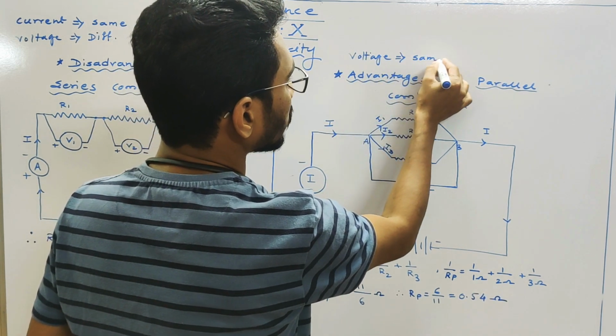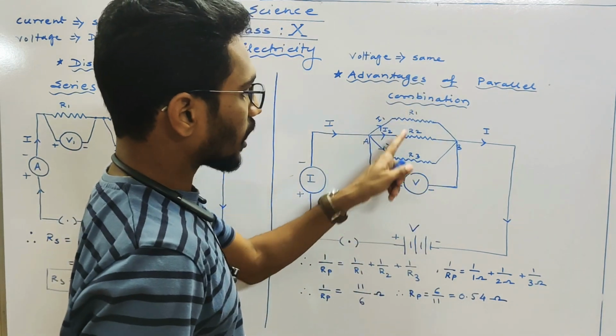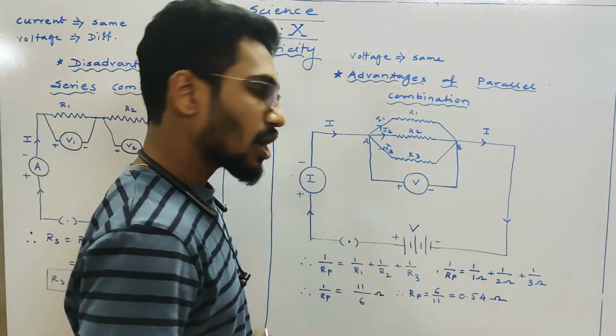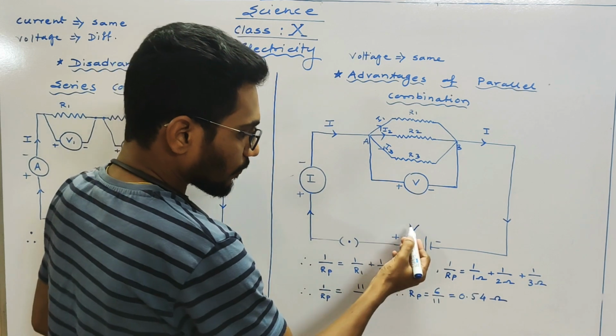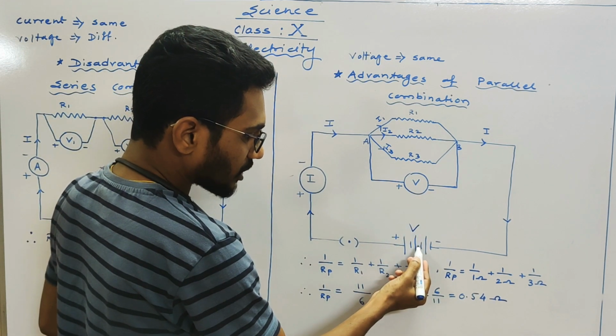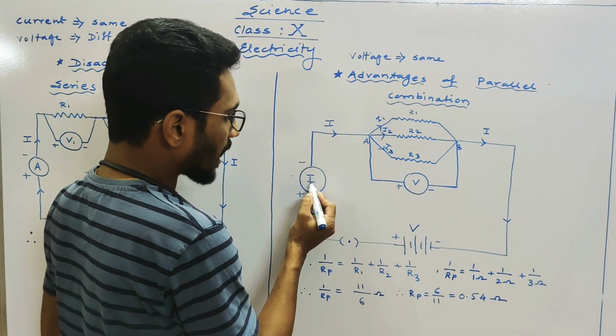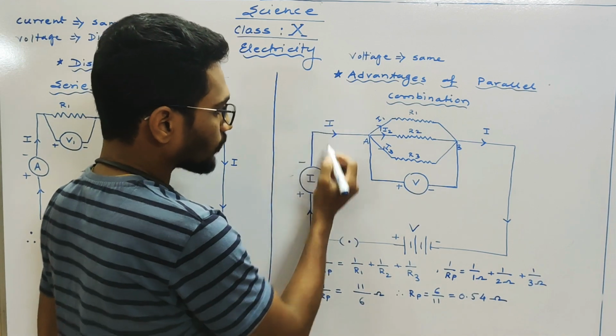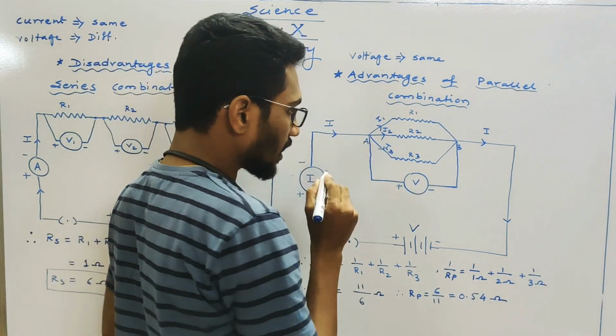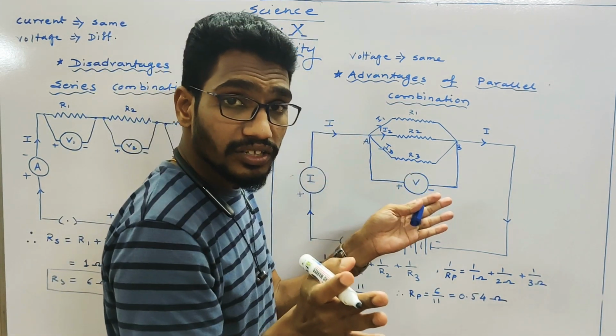So in parallel combination, the voltage provided to all the resistances R1, R2 and R3 is the same, but when voltage V is provided by the battery, which allows an amount of current I to flow through it, I goes to point A, then it gets shared.